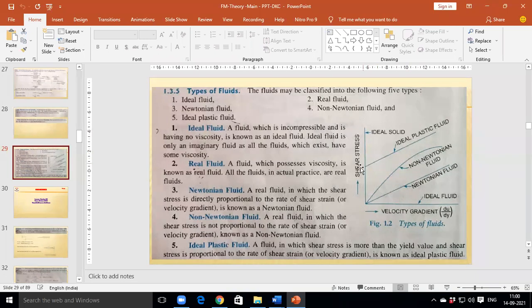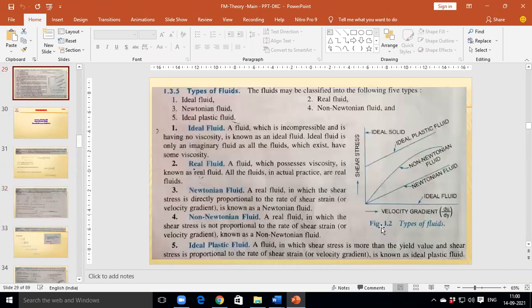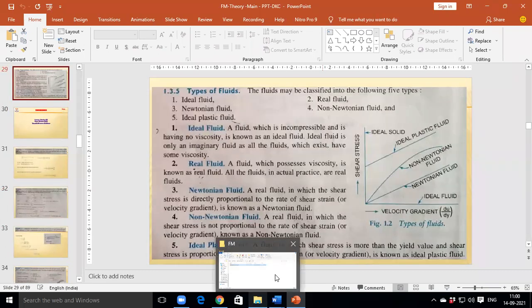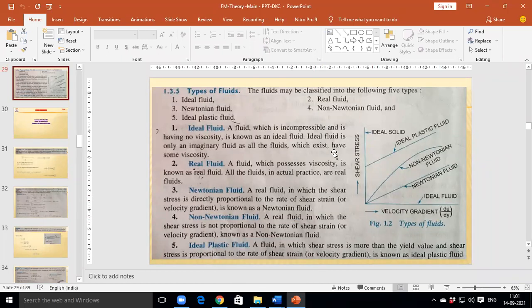This type of fluid is called Bingham plastic fluid. It is not mentioned here, but we can remember that it is called Bingham plastic fluid. And for that fluid, is the line passing through the origin or not? Bingham plastic fluid and ideal plastic fluid: not passing through the origin.